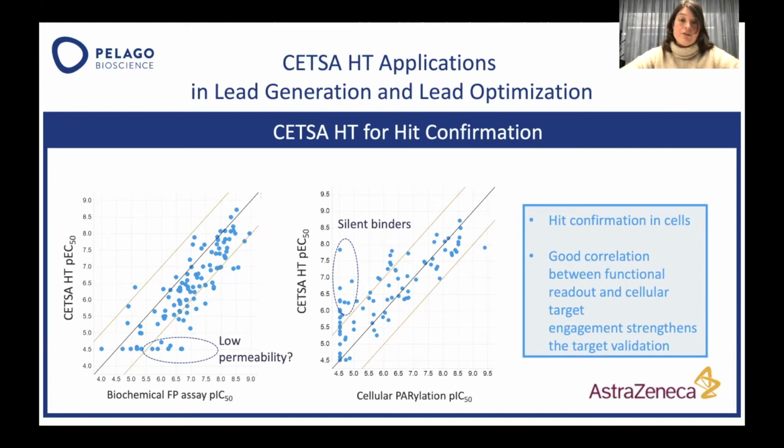There were a number of silent binders identified in the CETSA HD assay. Of course, this is not so interesting if you're targeting the cellular effect, but they could be an interesting starting point if your project is, for example, a PROTACs project, where you want to identify binders that you can link into an E3 ligand binding motif.